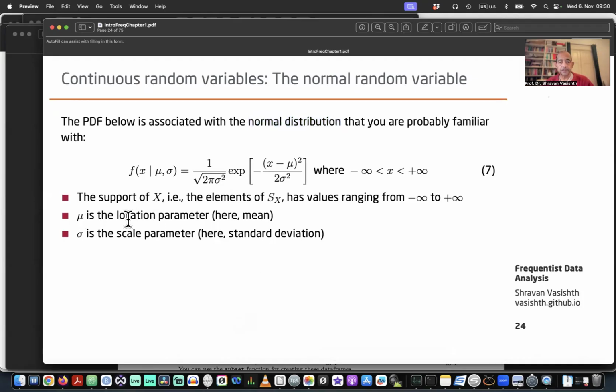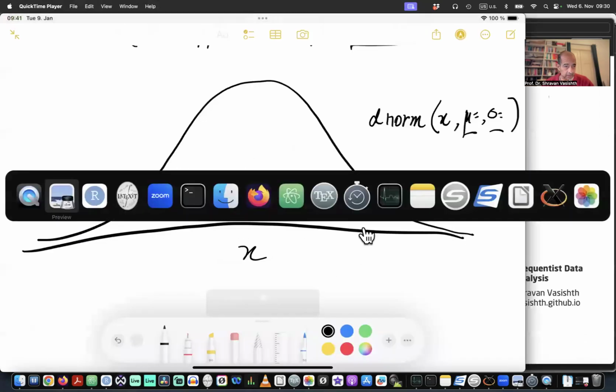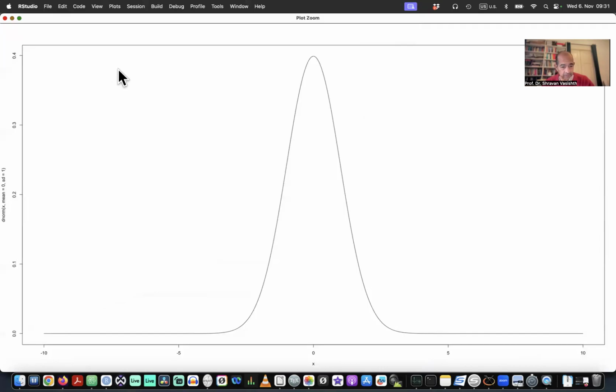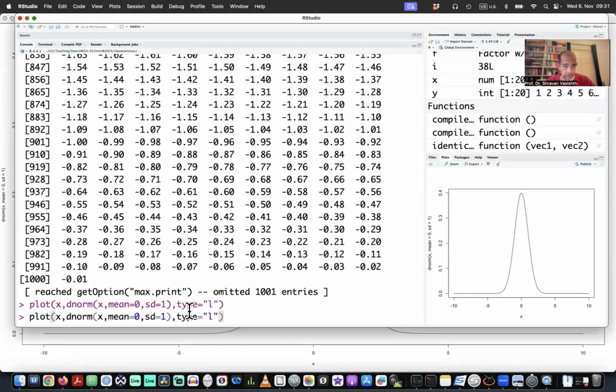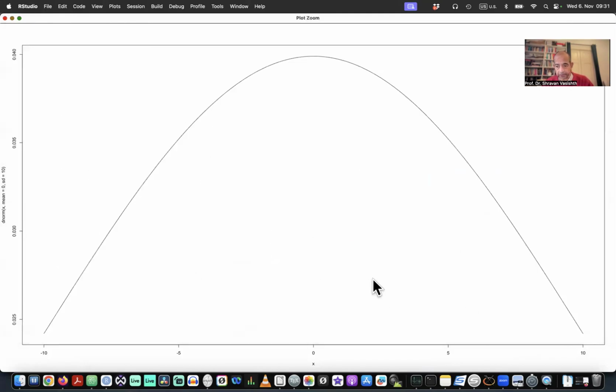For different values of mu and sigma, you can draw different curves here. Mu is called the location parameter. It's the mean of the distribution. And sigma is called the scale parameter, which here represents the standard deviation. Standard deviation controls how wide this distribution is. So if I increase the standard deviation in my R code, instead of using 1, suppose I change it to 10. Look at what happens to the curve. It becomes much more spread out. Within that same range, the curve becomes much wider. So the standard deviation controls the spread.